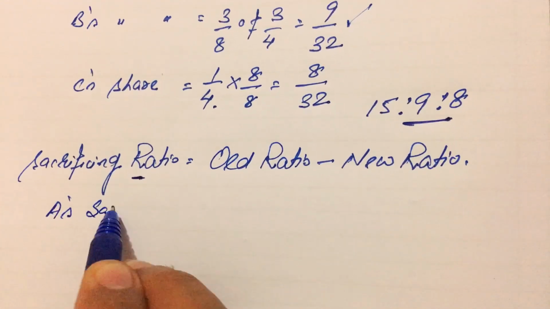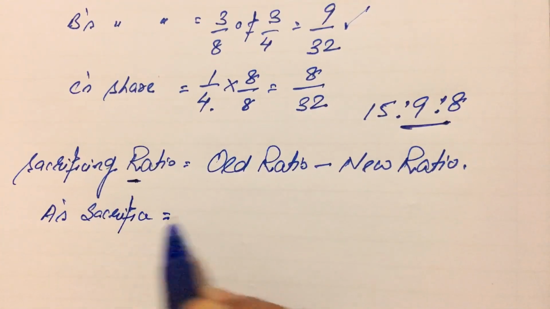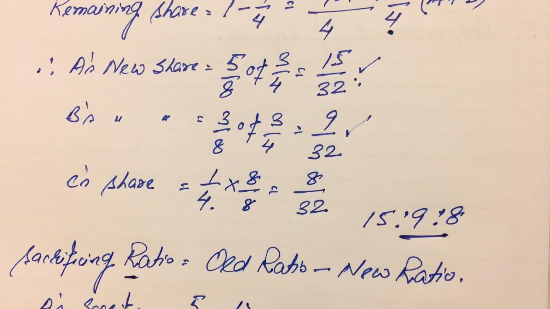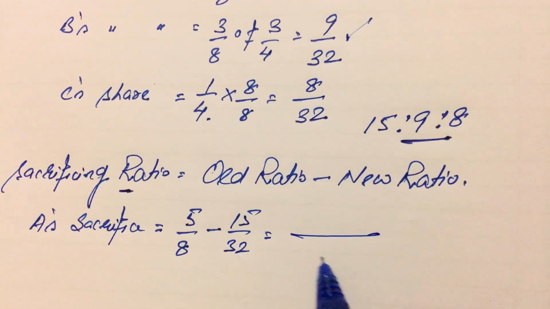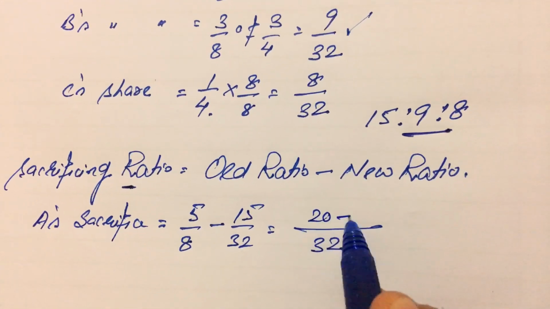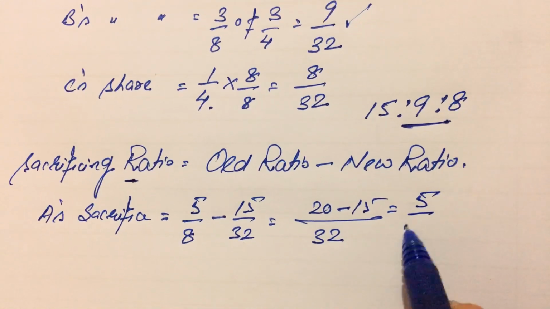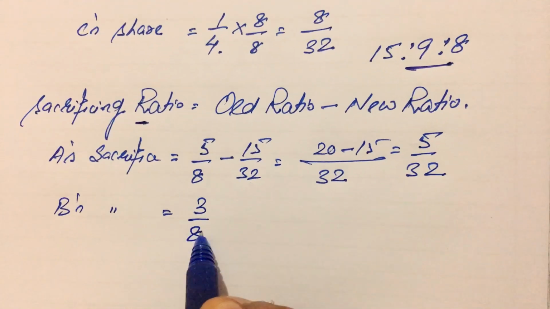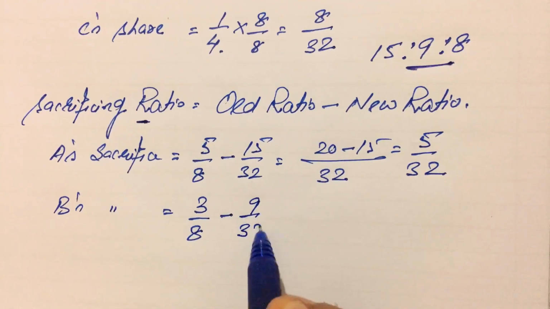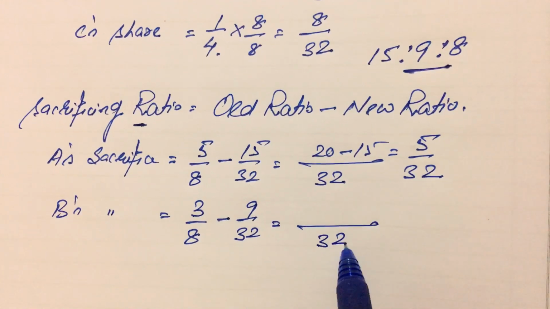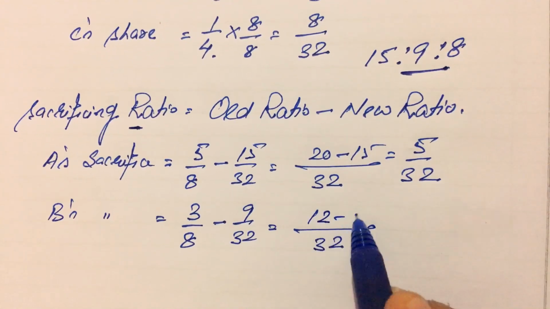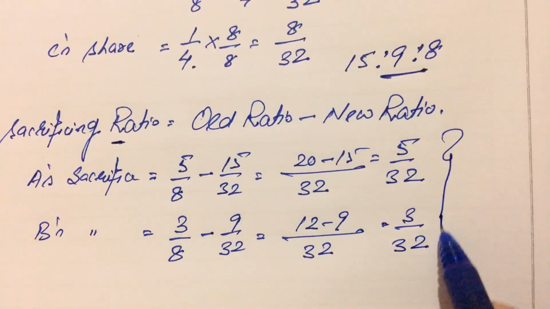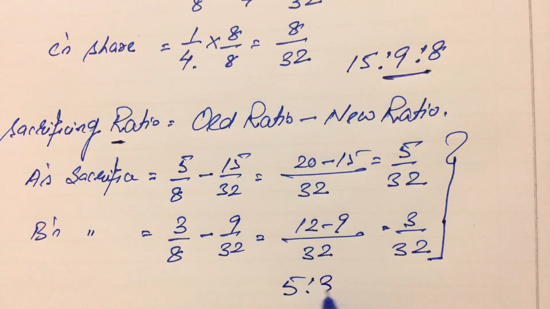So A's sacrifice is equal to A's old share, that is 5 by 8, minus new 15 by 32. 32 is the LCM. 20 minus 15, that is 5 by 32. B's sacrifice, old 3 by 8 minus new 9 by 32. LCM is 32. 12 minus 9, 3 by 32. That means the sacrificing ratio is 5:3.